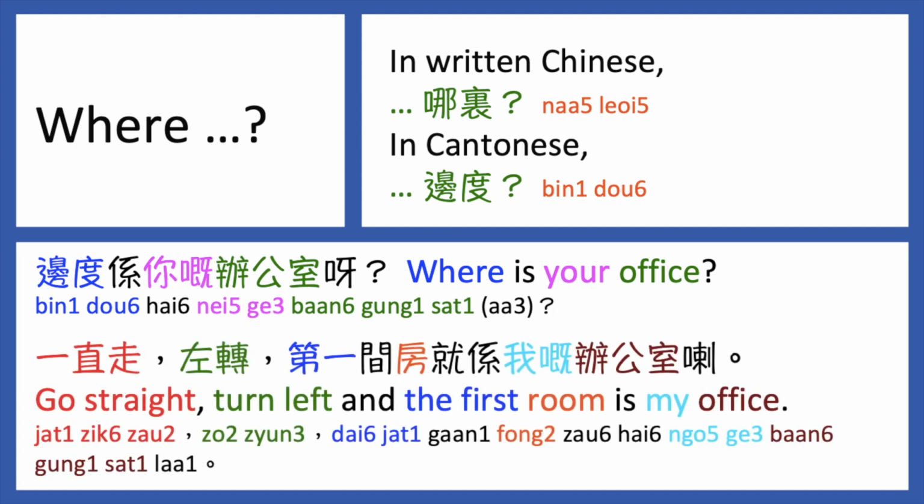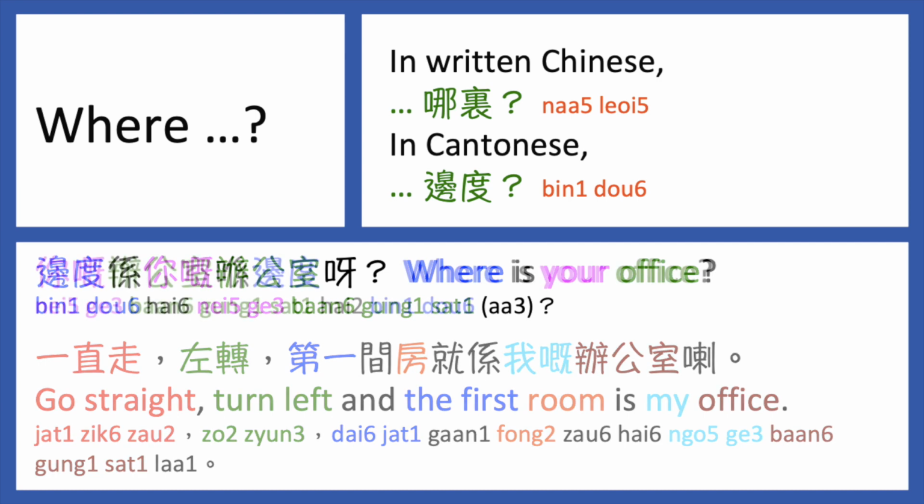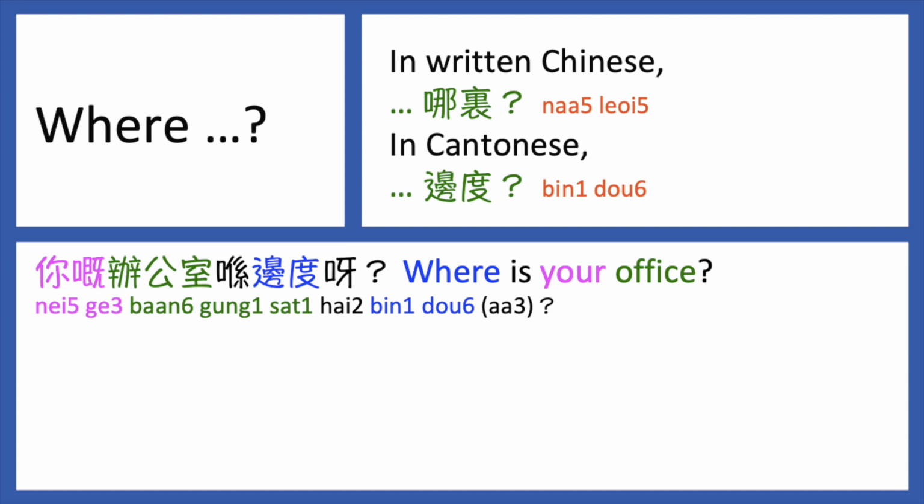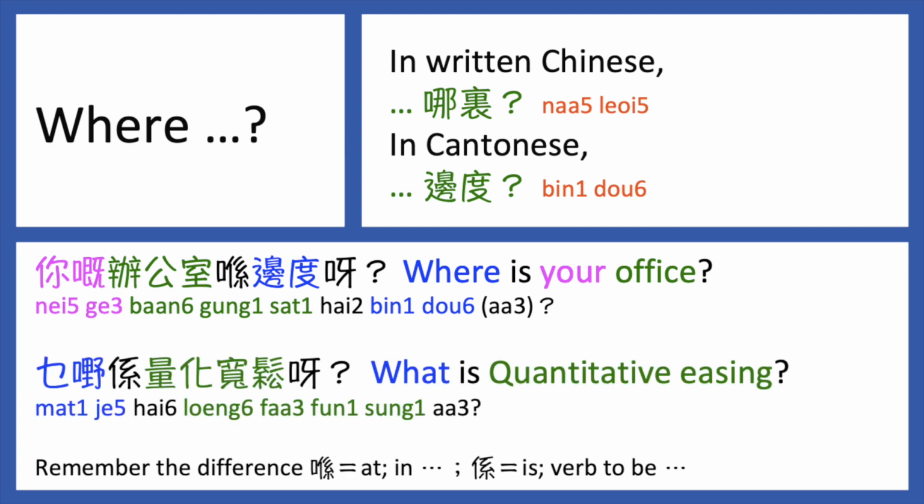一直走，左轉，第一間房就係我嘅辦公室啦。We can put the question word at the end in this case. 你嘅辦公室喺邊度啊？ Like the example of 乜嘢係量化寬鬆啊？ in the what section.